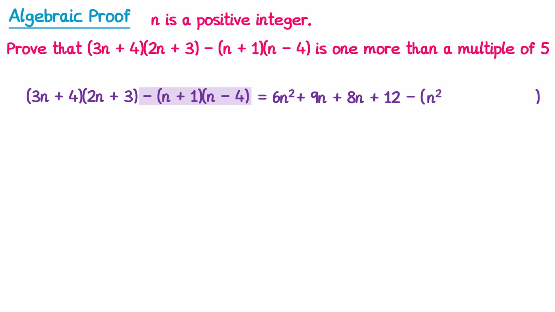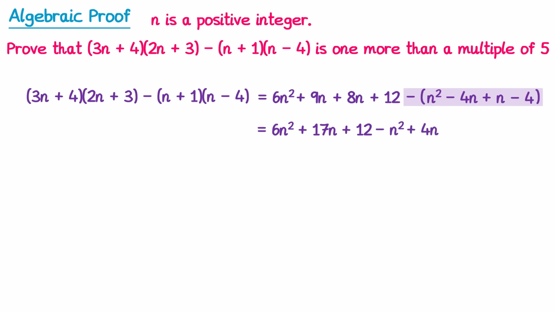So n times n squared, n times negative 4n, 1 times n is 1n, and 1 times negative 4, negative 4. Now we can simplify a little bit here. We've got 6n squared, 9n plus 8n is 17n, and then plus 12. Then here we multiply through by negative 1. So negative n squared plus 4n, subtract n, and plus 4. If we simplify, 6n squared minus n squared is 5n squared. 17n plus 4n minus 1n is 20n. And then 12 plus 4 is 16.